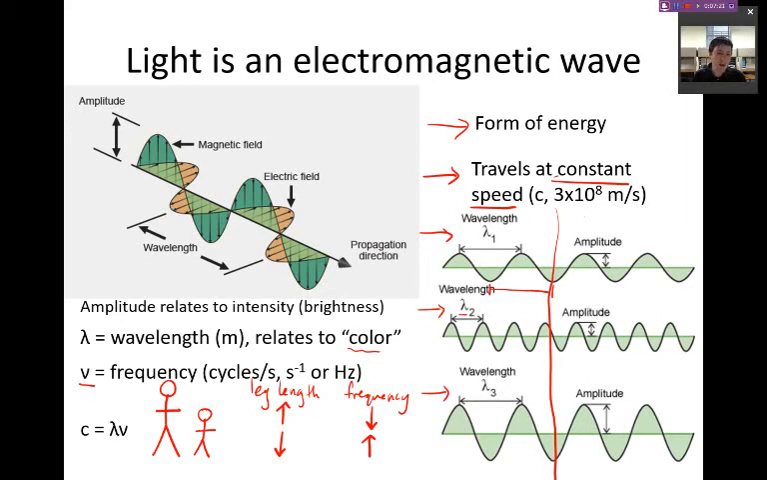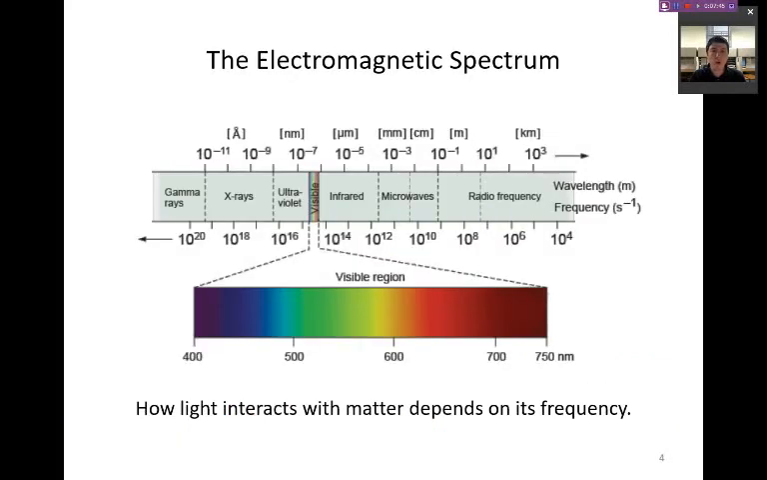So as we see here, high wavelength is low frequency, in the same way that high leg length is low frequency, and vice versa. So that's our relationship here. They're related through the speed of light, and we see that frequency and wavelength are inversely related. So let's take a look a little bit more at the electromagnetic spectrum.